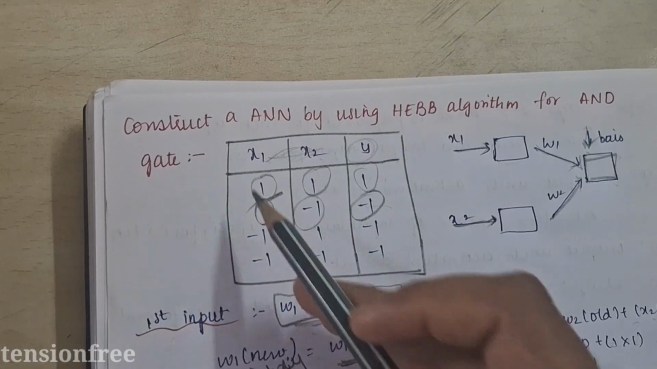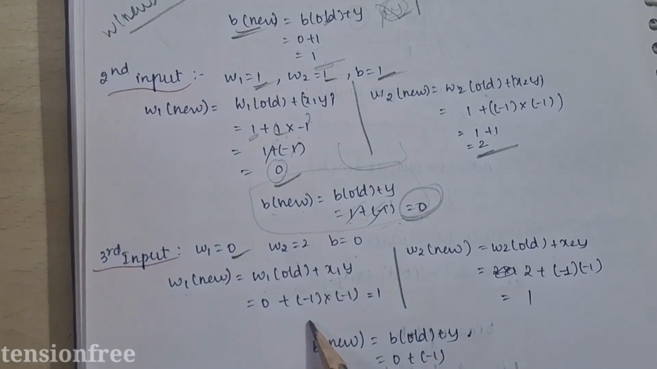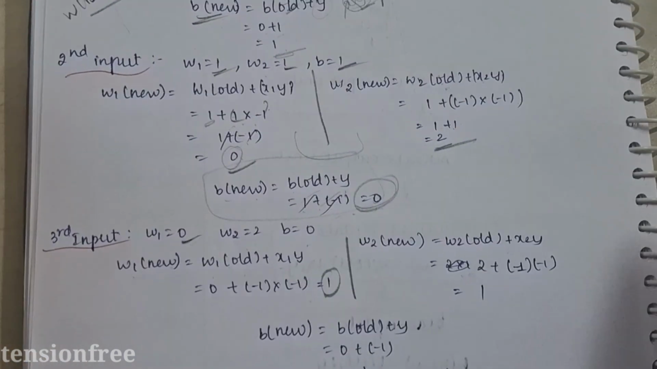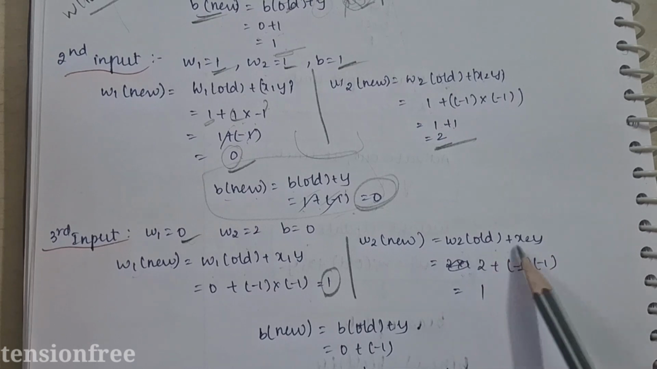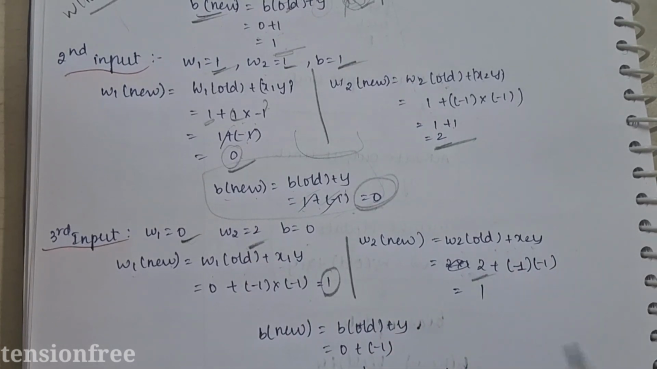Next, XY. What is the X value? Minus 1. What is the Y value? Minus 1. We are writing minus 1 into minus 1, which is plus 1. This is the updated one. Next, W2 old plus X2 Y2. What is the W2? 2. We should write here 2.